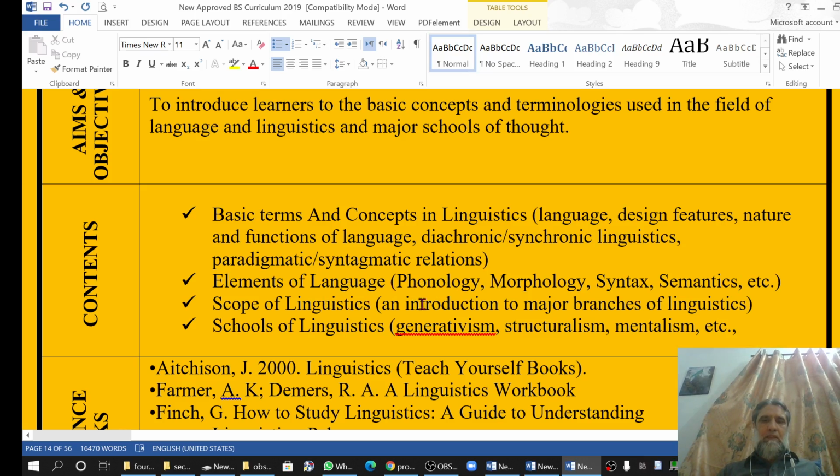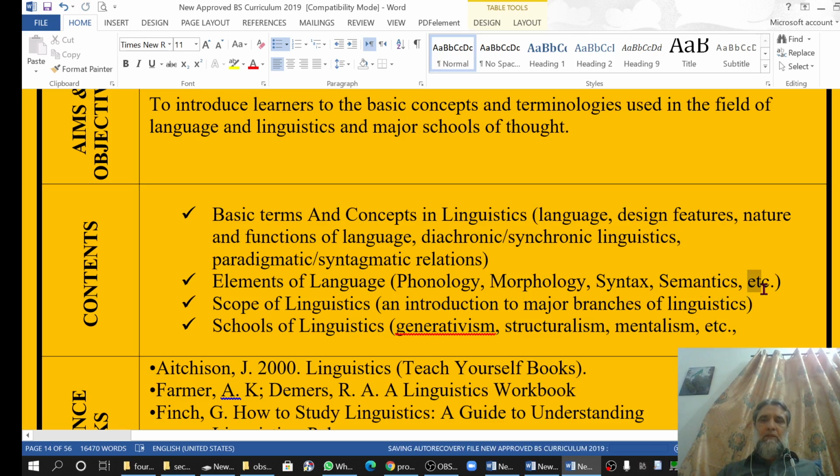In this chapter, it's a full chapter, we will discuss what is meant by phoneme, what is phone, what is allophone. In morphology, we will define what is meant by morphology, what is morph, and what are allomorphs. Syntax is the arrangement of words in sentences. Semantics is the meaning of words and the meaning of sentences.